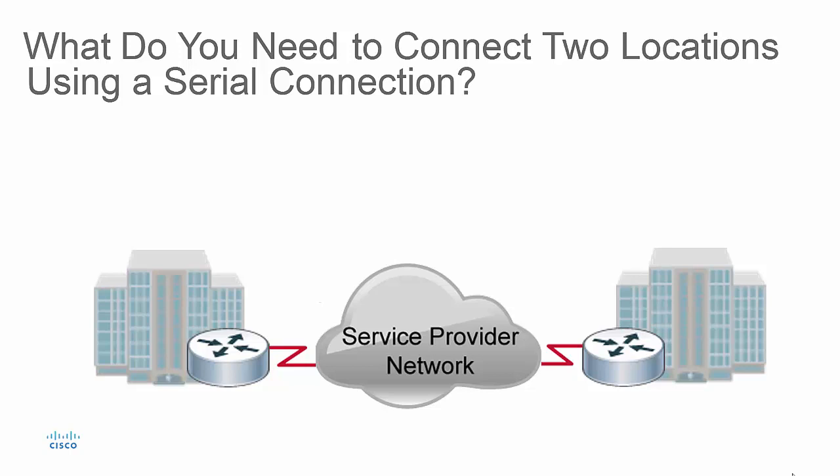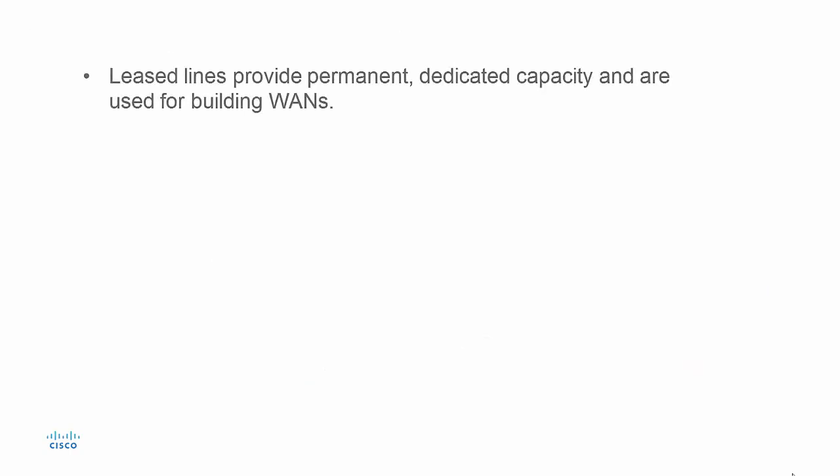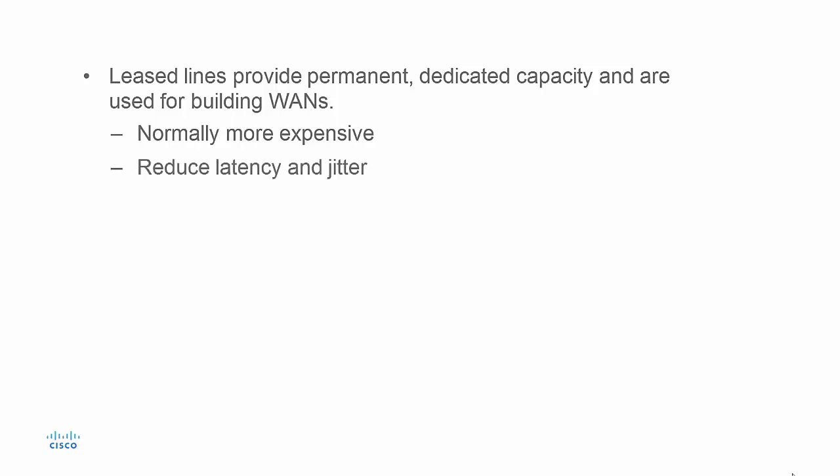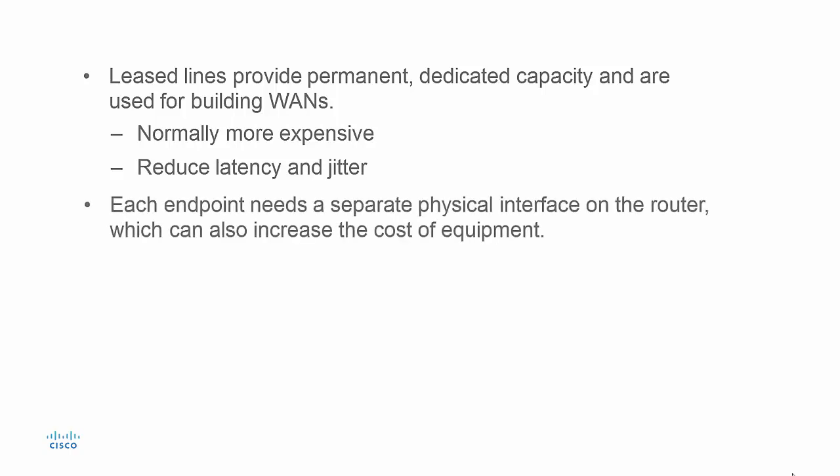So to sum it all up, leased lines provide permanent dedicated capacity and are used for building WANs. They are normally more expensive. The benefit, though, is that they reduce latency and jitter due to the fixed capacity on the link. But this fixed capacity can actually remain unused because of the variability of WAN traffic. Also, let's not forget, each endpoint needs a separate physical interface on the router, which can increase the cost of the equipment.